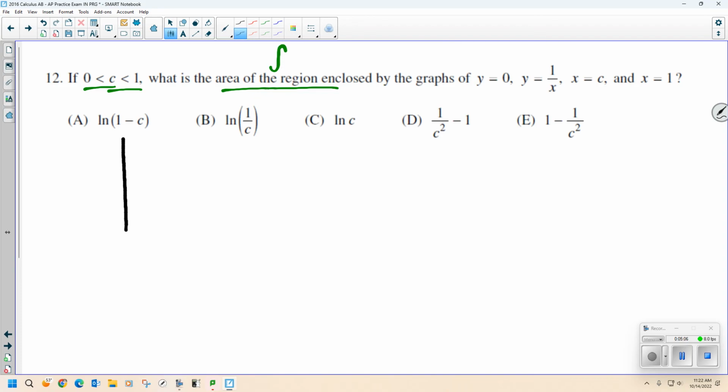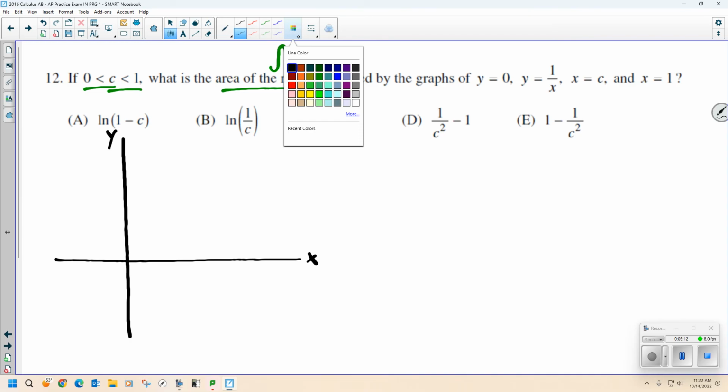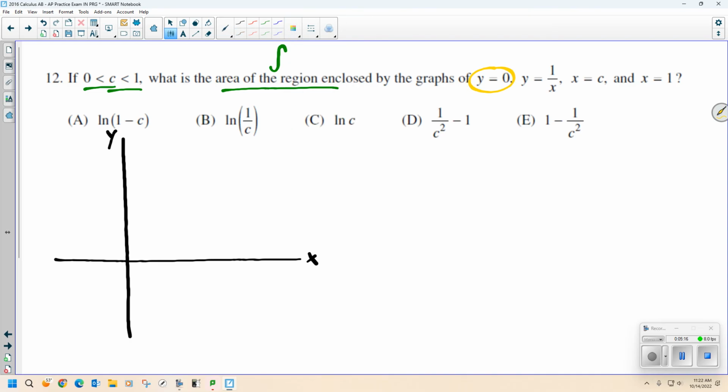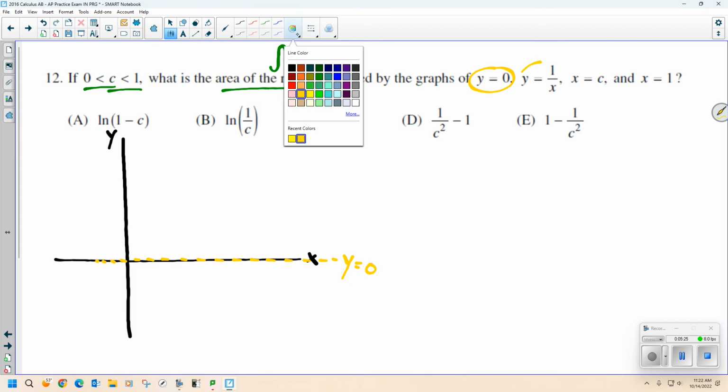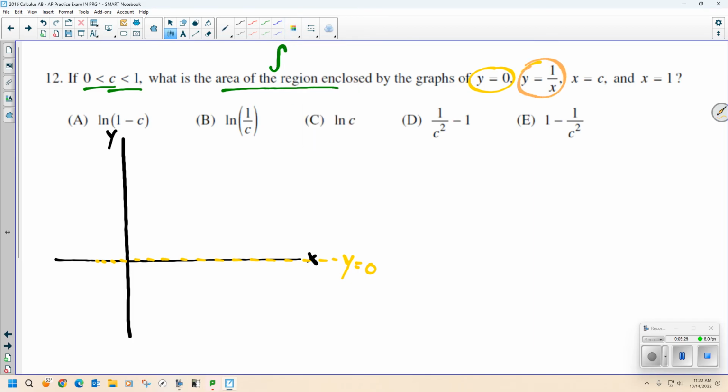Well, here's my x-axis, here's my y-axis. Let's do this. First, for y equals 0, well, that's the x-axis. Next, y equals 1 over x, we'll do this in different colors. It probably looks something kind of like this. That's y equals 1 over x.